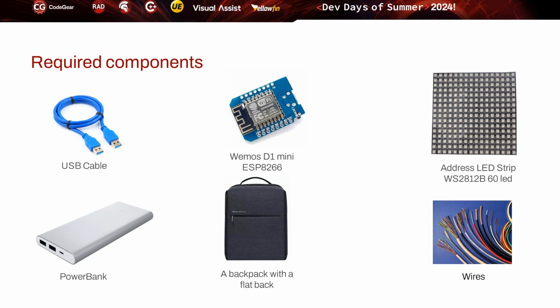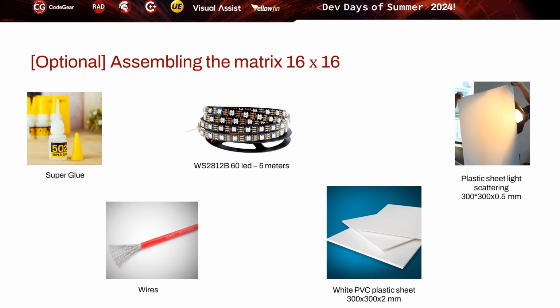I choose the second option because in this case I can create a matrix of any size and with a larger distance between the LEDs. If you would like to make your own matrix, then you will need about 5 meters of LED strip, soldering wires, and for the case you will require a plate of white and transparent plastic and super glue.